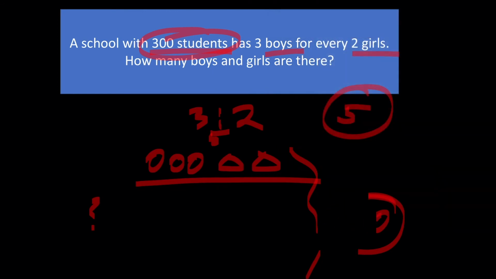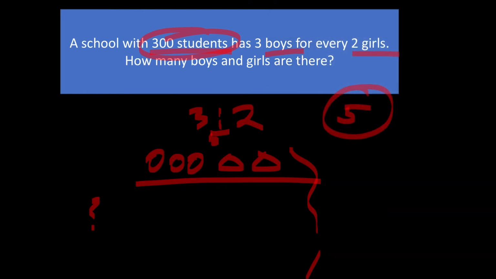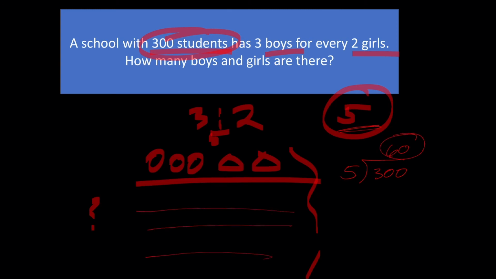So I'm just going to make some space here. All right, so I would take this total amount of columns, right? And I would divide that into 300, which would be 60, right? So now I know how many groups there are. So it's the same as saying how many columns there are in an array. So hopefully that makes sense.